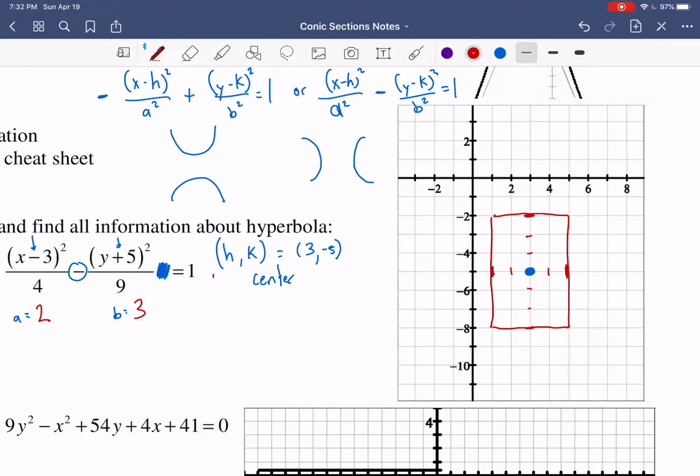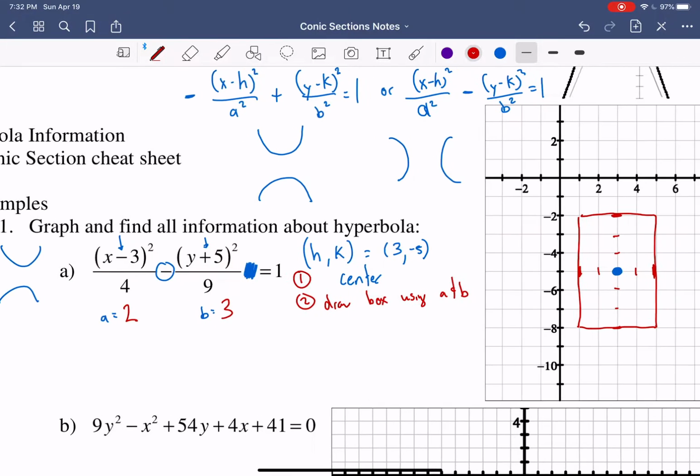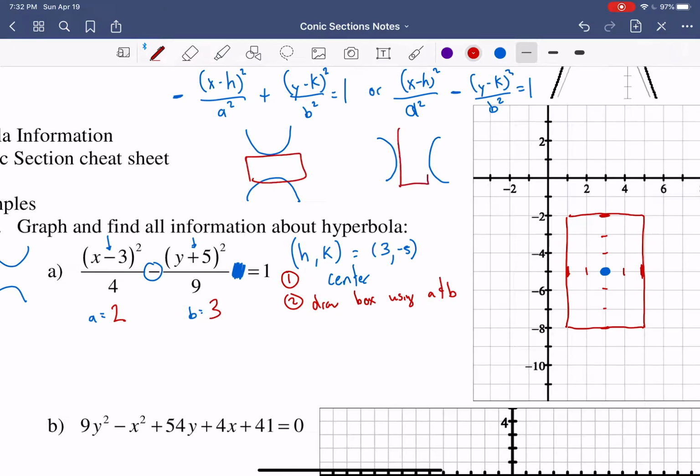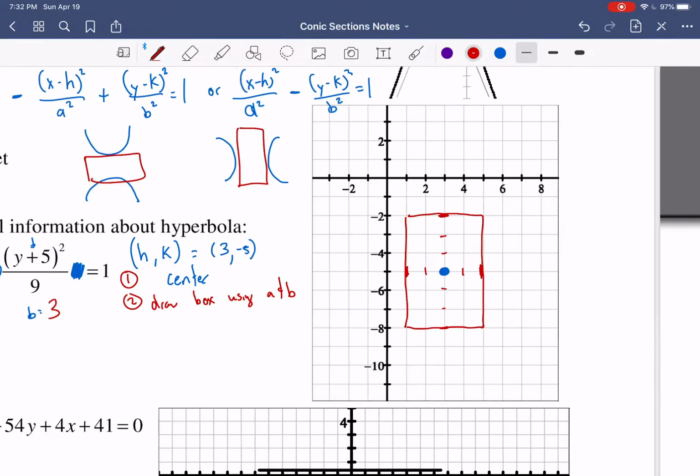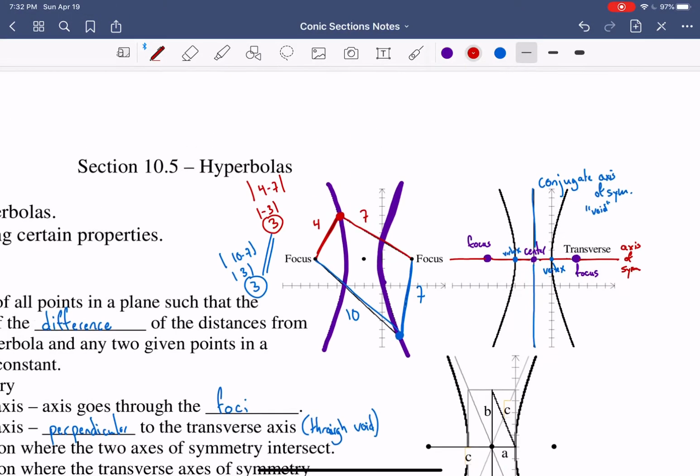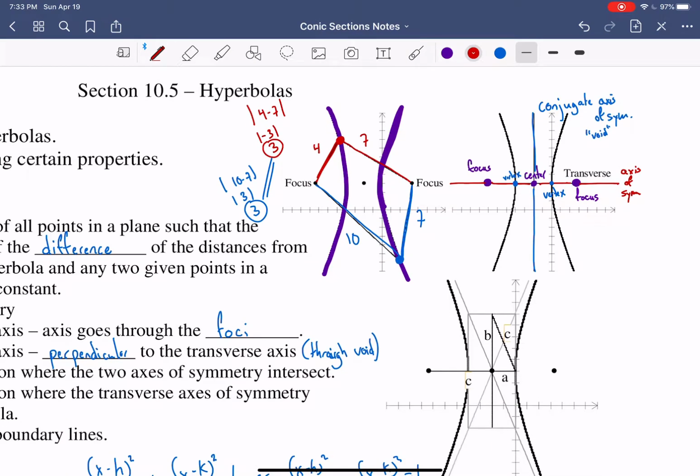So we said step 1 is to find the center. Step 2 is to draw the box using a and b. We can kind of see that, right? So here's a box. Next up is to draw those asymptotes. We didn't see them yet in those first 2 pictures of a hyperbola, but we can kind of see them even though we didn't have them drawn. It kind of looks like we have this X, but the pieces just don't touch in the center.